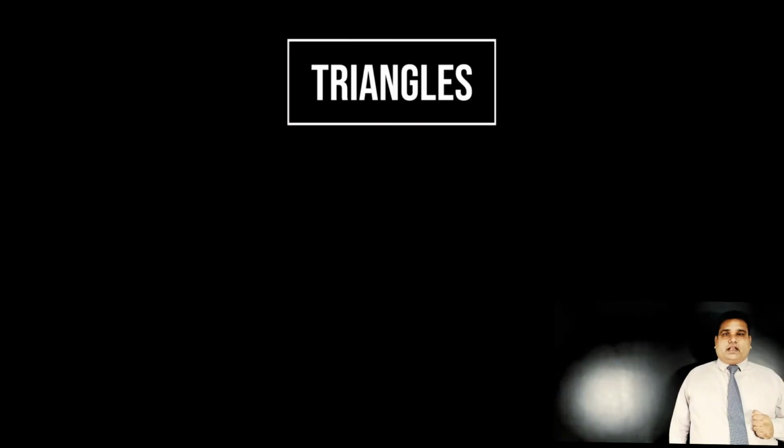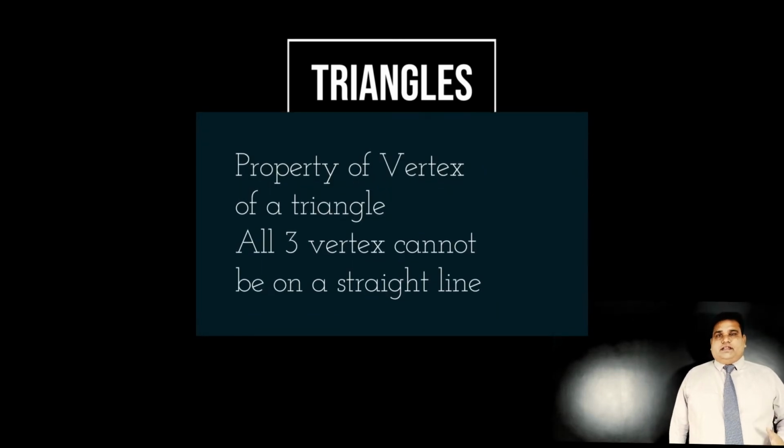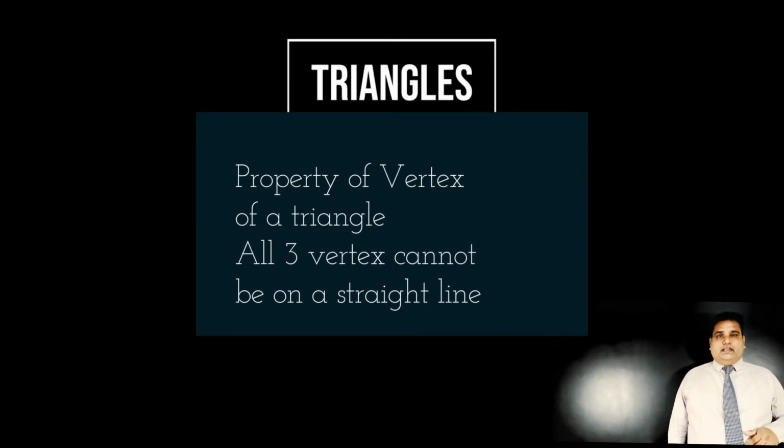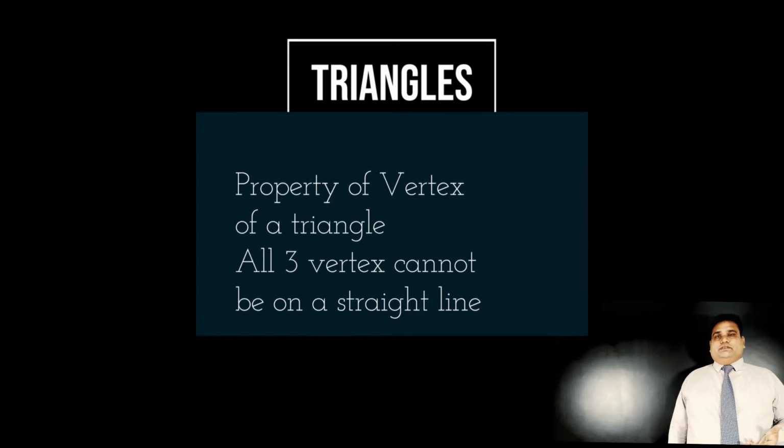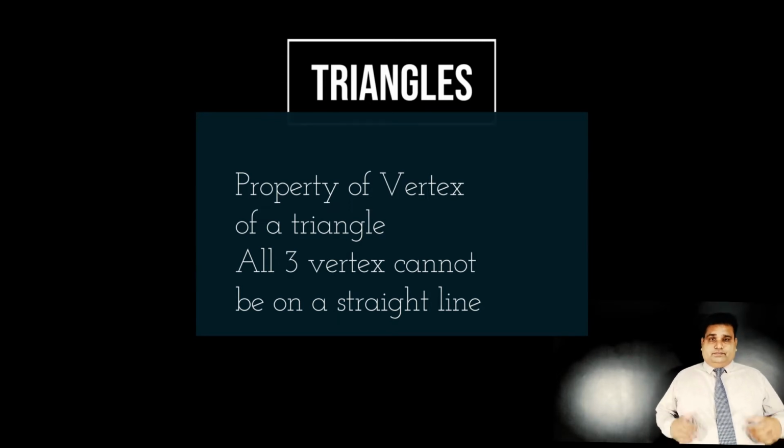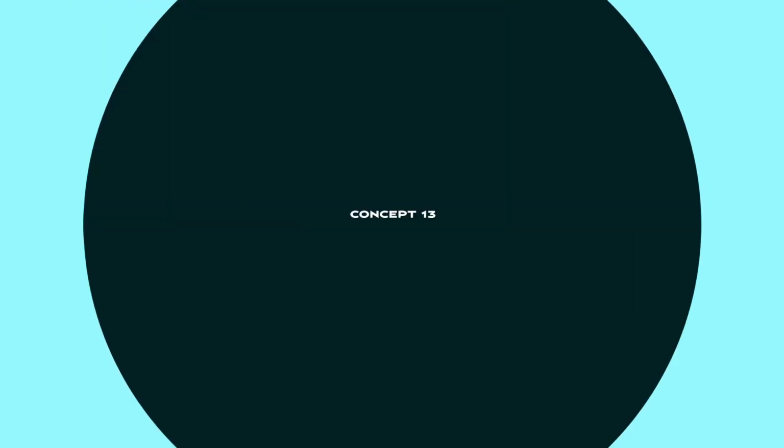Now concept number 12, property of vertices of a triangle. The important thing is that all three vertices cannot be in a straight line. If all three vertices are in a straight line, definitely it won't be a triangle. This is the property they ask about. If all three vertices are in the same line, it is not a triangle; it is an imaginary triangle, we can say. The triangle won't exist if all three vertices are in the same straight line.